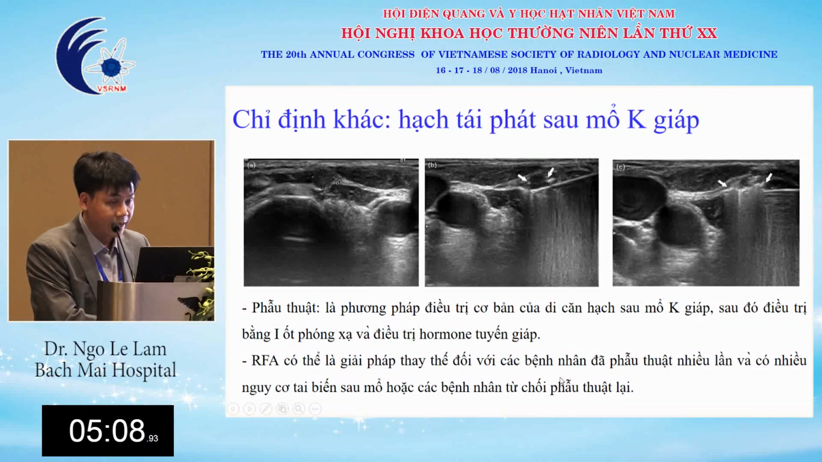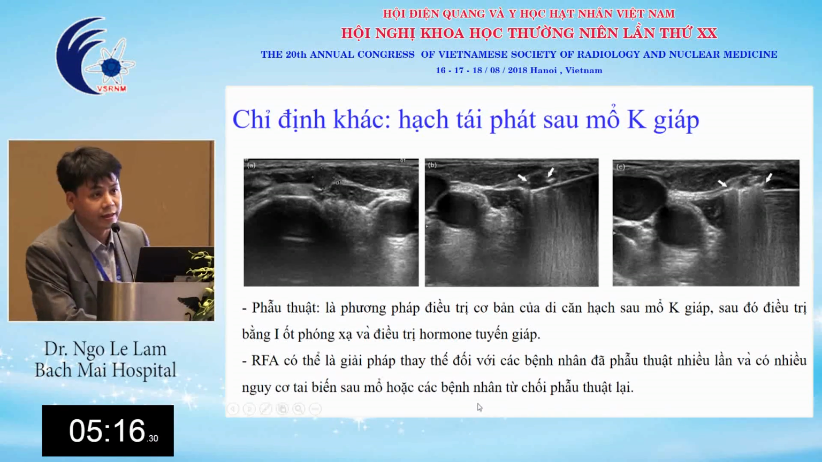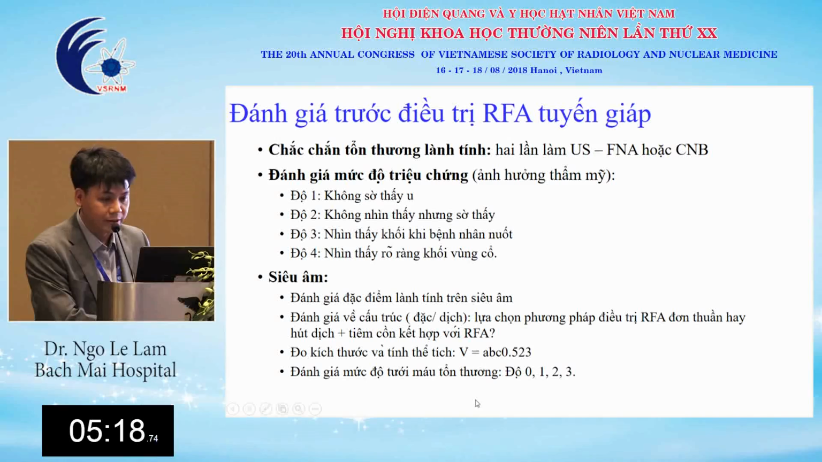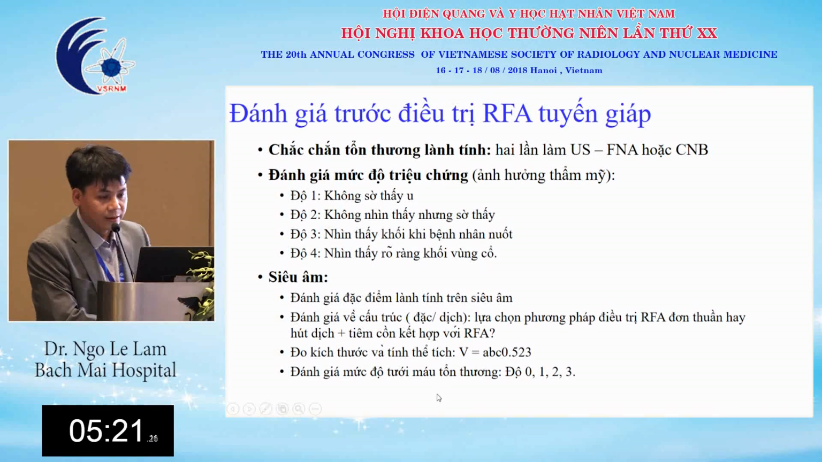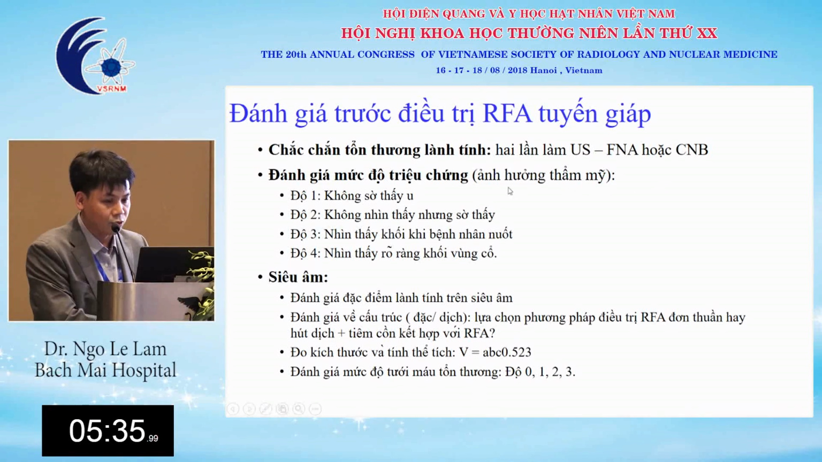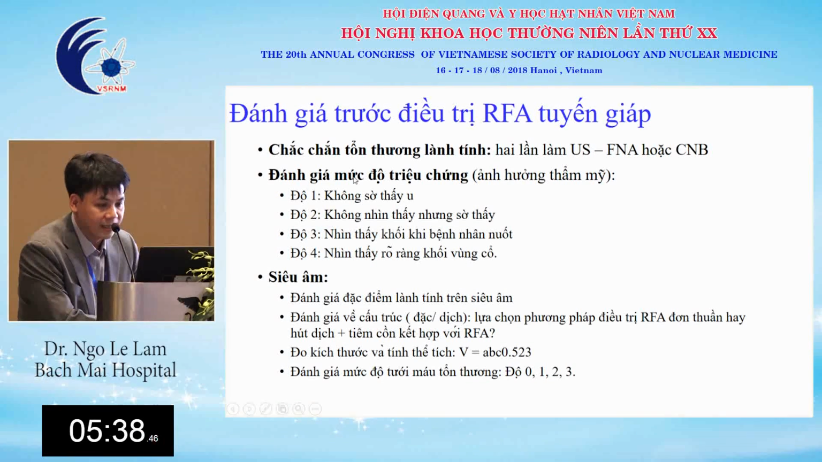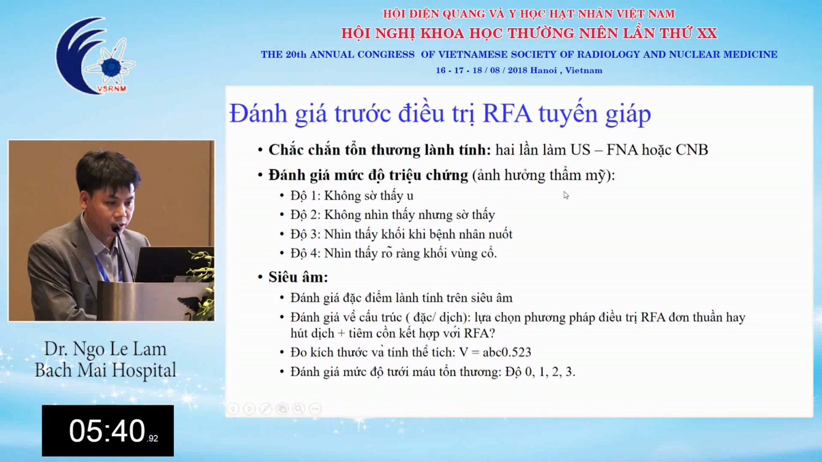So IFA is the solution for patients who have had multiple surgeries and have a risk of complication after surgery. Therefore, we need to do IFA rather than surgery. So what should we do before doing IFA? We must be sure these are benign lesions, and at least we need 2 FNA and 1 CNB to be sure it's benign. And then we have to do some clinical evaluation.